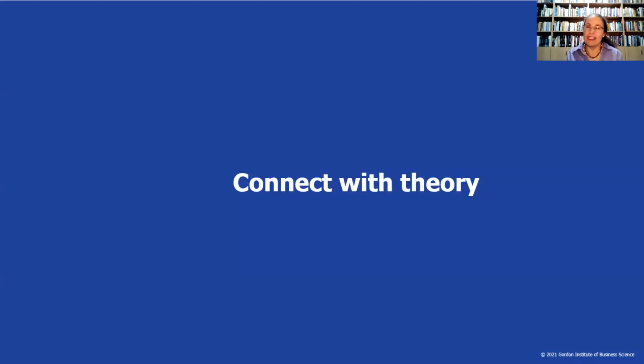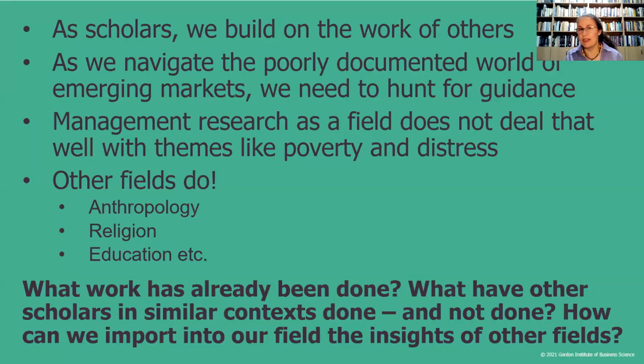Which brings me to connecting with the theory. In this case, we were trying a bit between the innovation theory, but personal stories were coming strongly. So we ended up choosing that theory, and it's a management theory. Very often, given that this is so poorly documented, we cannot use existing management theories. Things like poverty and distress are not big in management journals.